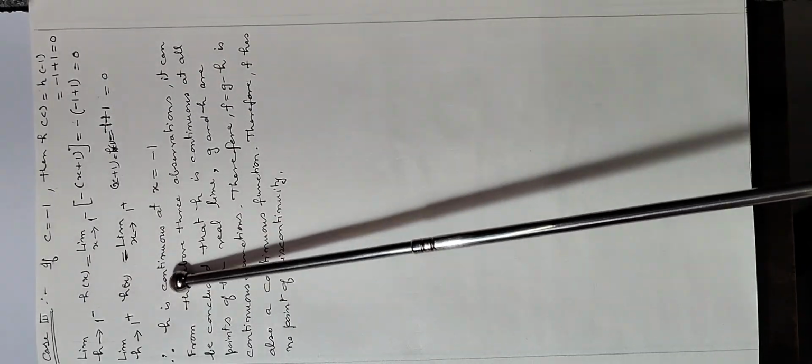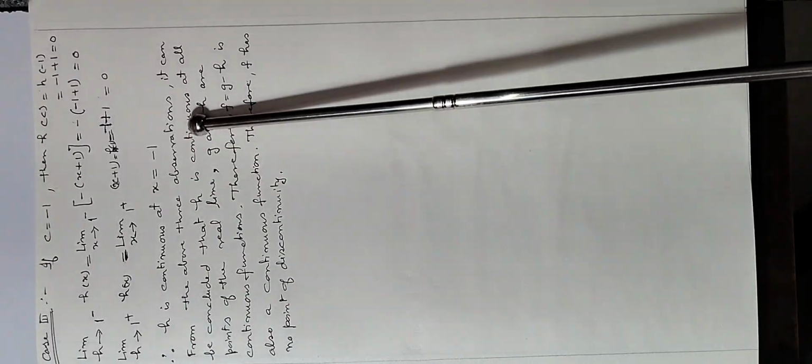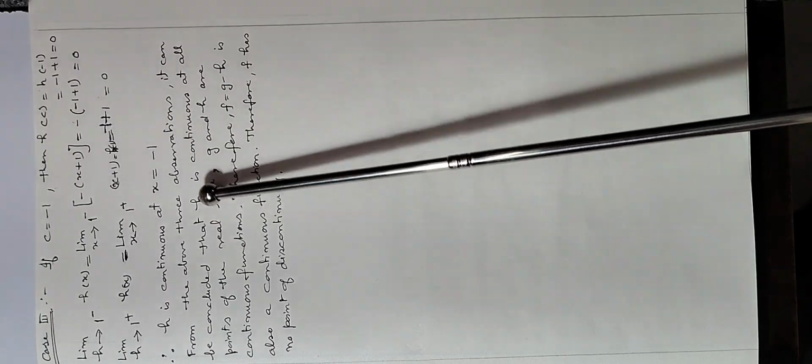The limit as x tends to positive -1 of h(x) is equal to the limit as x tends to -1 from the right, positive always meaning the right hand limit, of x + 1. That is h(-1), with the bracket closed, -1 + 1, which will be equal to 0. Therefore, h is continuous at x equal to -1. From the above three observations, it can be concluded that function h is continuous at all points of the real line. g and h are continuous functions.